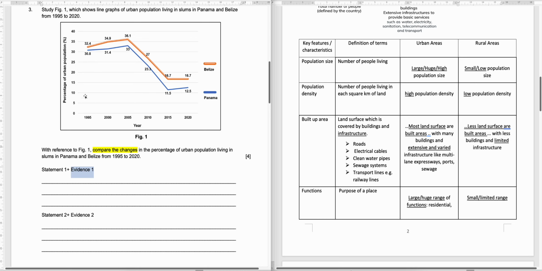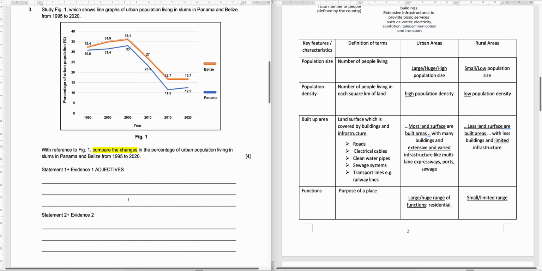for example, if I want to talk about 1995 to 2005, you cannot tell me 32.4 to 36.1. You must calculate the difference and tell me that it increased by how much. And don't forget to include your adjectives. Is it a huge increase or slight increase or decrease and things like that? So for 4 marks, 1 mark for statement, 1 mark for evidence, that's 2 marks. A second statement and a second supporting evidence, another 2 marks. That's how you get the 4 marks.